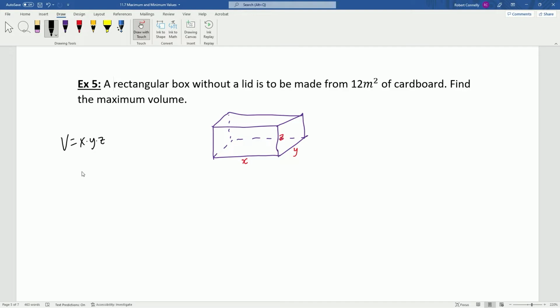But what else do we know? Well, we know that if we were to lay this out in a net diagram, so if you just imagine cutting along each diagonal of this box and folding the sides outwards, then it would look like something like this laying on the floor.